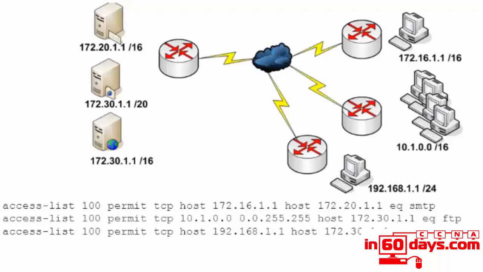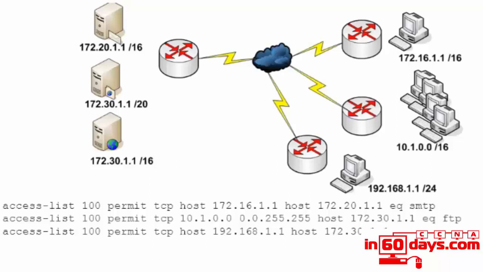Access list 100, permit TCP from host 172.16.1.1 to the host 172.20.1.1 equals SMTP. So we're allowing mail from the 172.16 host to the mail server. It stands to reason. Next line on the access list, we're permitting TCP from an entire range on the 10.1 network, and we're permitting it to the FTP host server if it's using the FTP port. The next line, we're permitting TCP from host 192.168.1.1 to the 172.30 host if it equals web traffic.